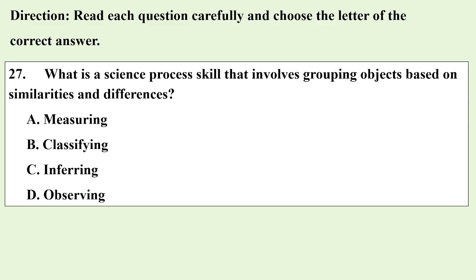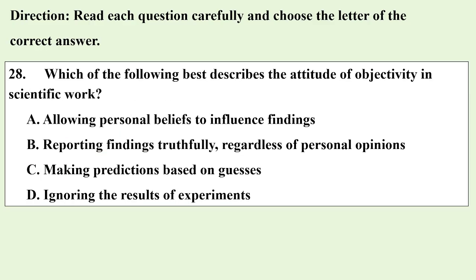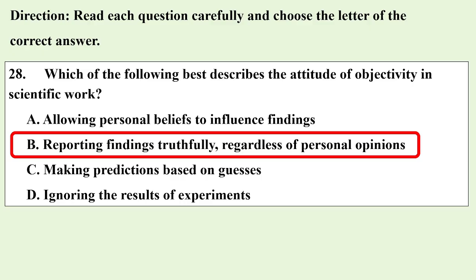27. What is a science process skill that involves grouping objects based on similarities and differences? Classifying. 28. Which of the following best describes the attitude of objectivity in scientific work? Reporting findings truthfully regardless of personal opinions.